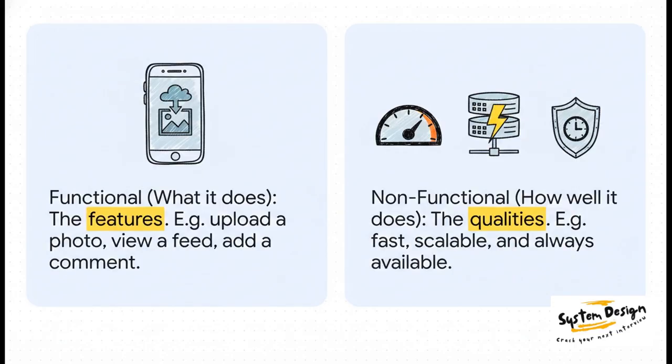The very first step, and honestly, this is the most critical part, is figuring out the requirements. And these come in two flavors. You've got your functional requirements. That's what the system does. The features. Like for Instagram, you can upload a photo.